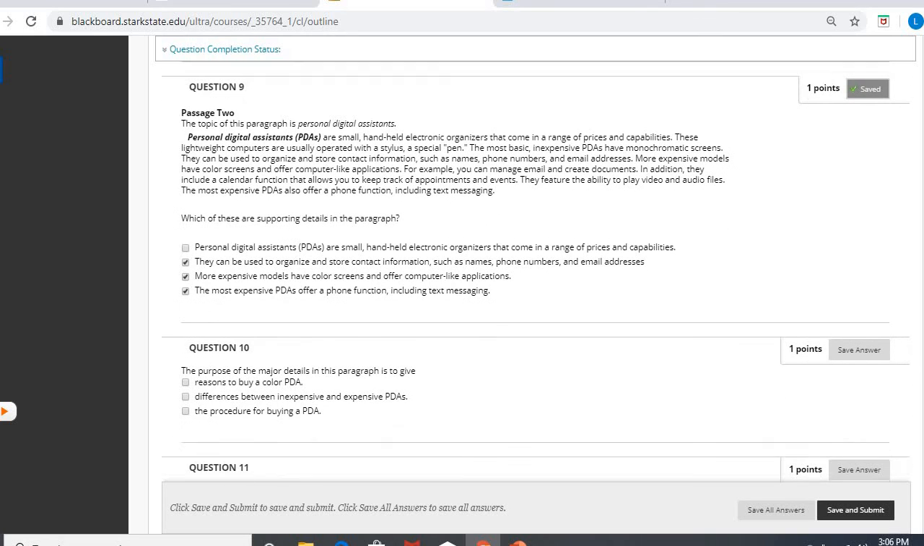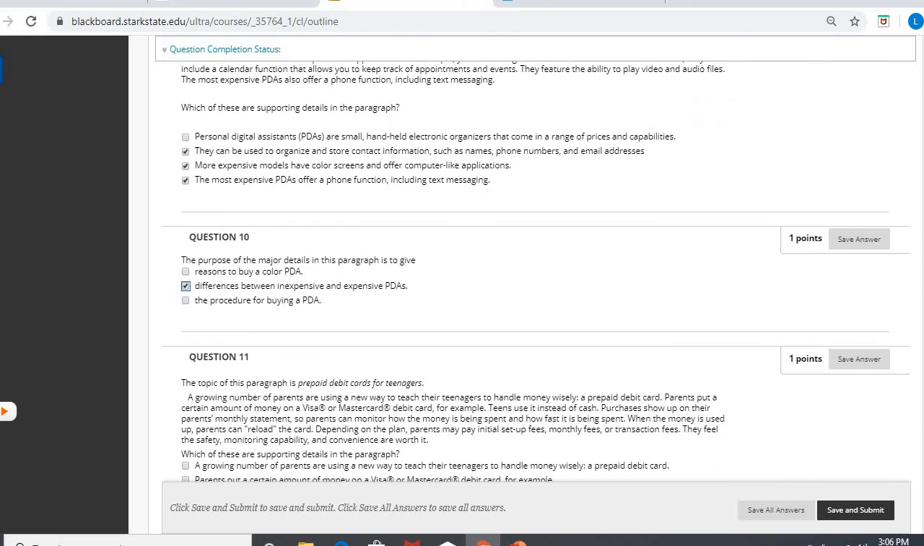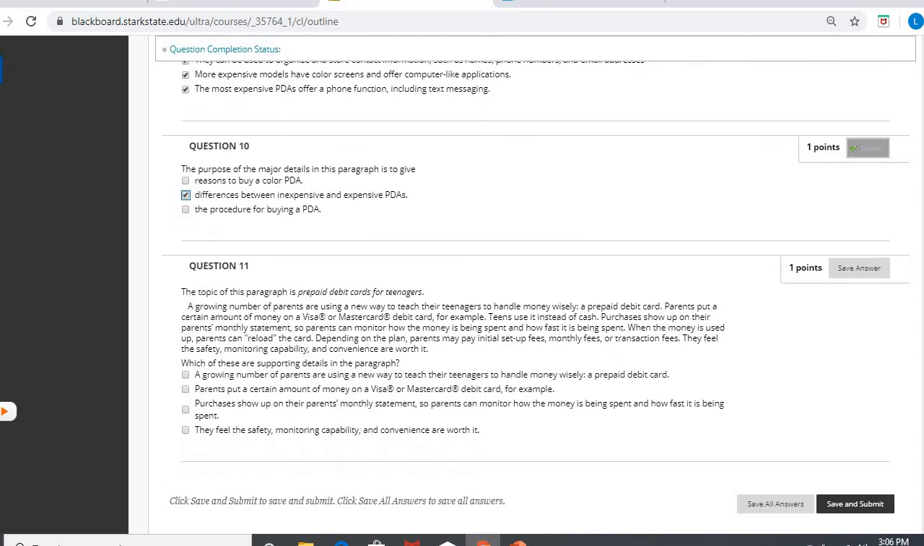All right, question 10 refers right back to that same paragraph. The purpose of the major details is to what? Well, I kind of already laid it out for you where I said they talk about basic, more expensive, and then most expensive. So it looks like they're talking about the differences between the different levels of cost in PDAs.